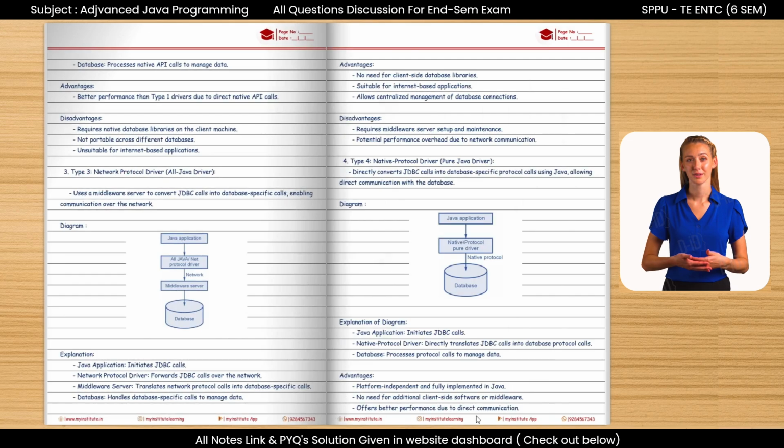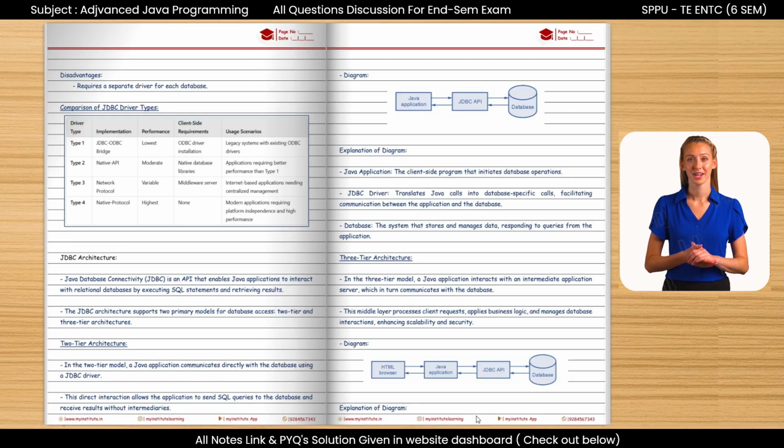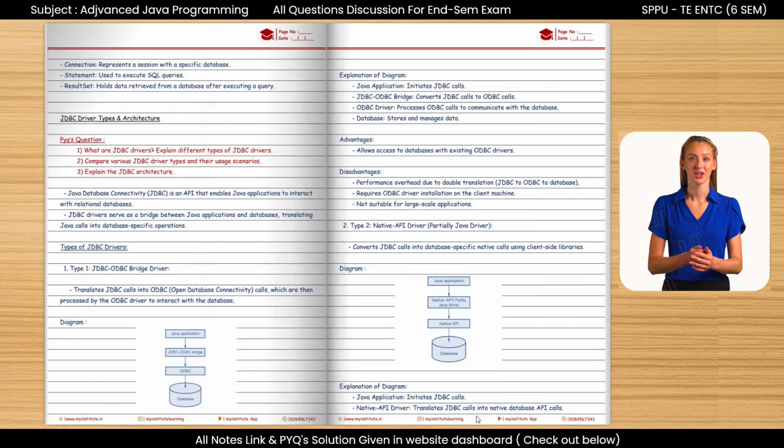Another expected question is, compare various JDBC driver types and their usage scenarios. Each driver type has pros and cons. Type 1 is for testing, not production. Type 2 offers better performance, but requires database-specific libraries. Type 3 is ideal for remote databases, but adds network overhead. Type 4 is the most used because it is platform-independent and high-performing.